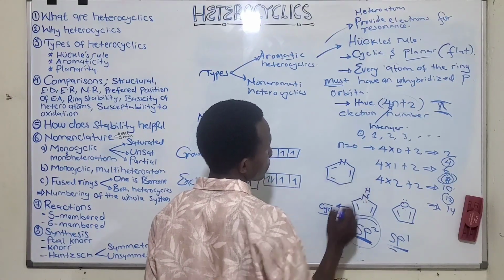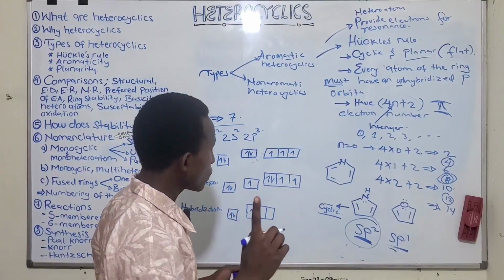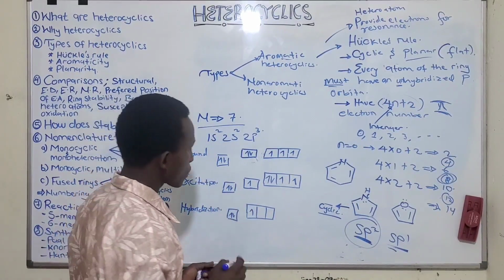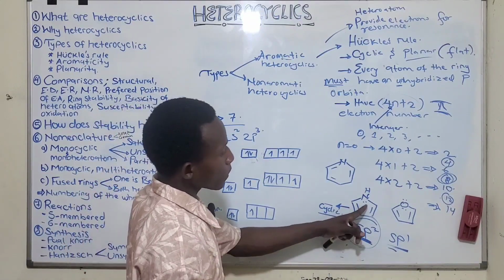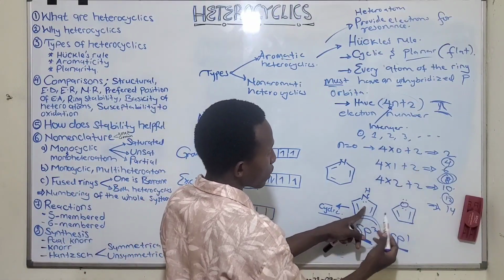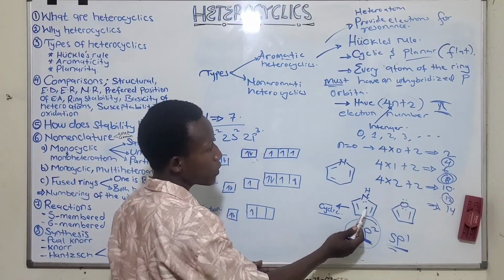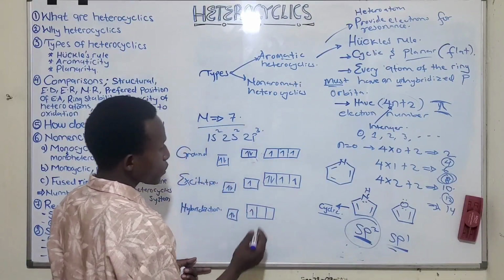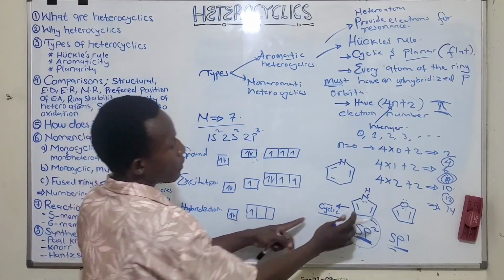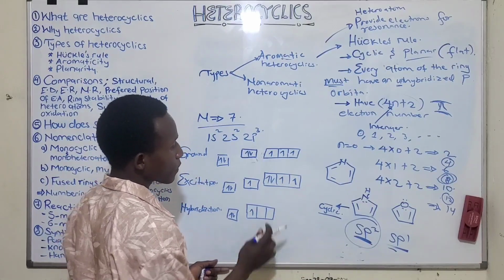This pyridine nitrogen provides only 1 electron for resonance. But this one provides 2 electrons. And if you take this formula, you can see that it really provides 2 electrons for resonance. So that means if these ones participate in resonance, they are unhybridized.